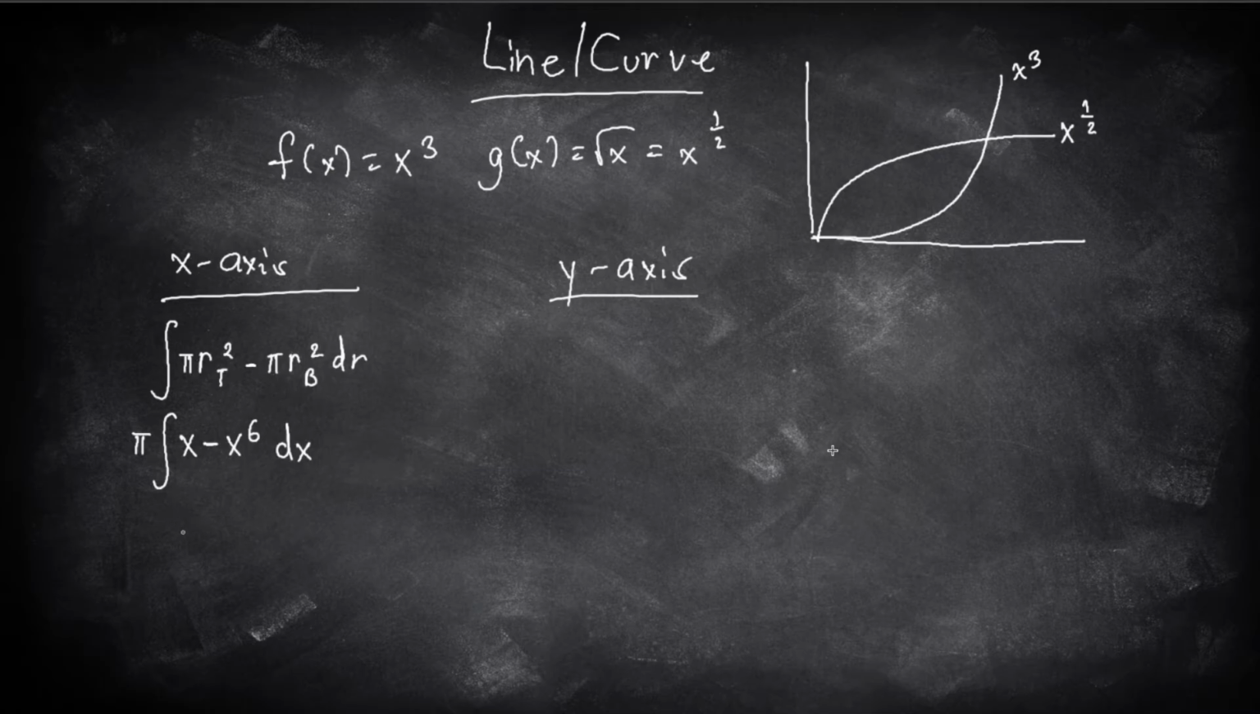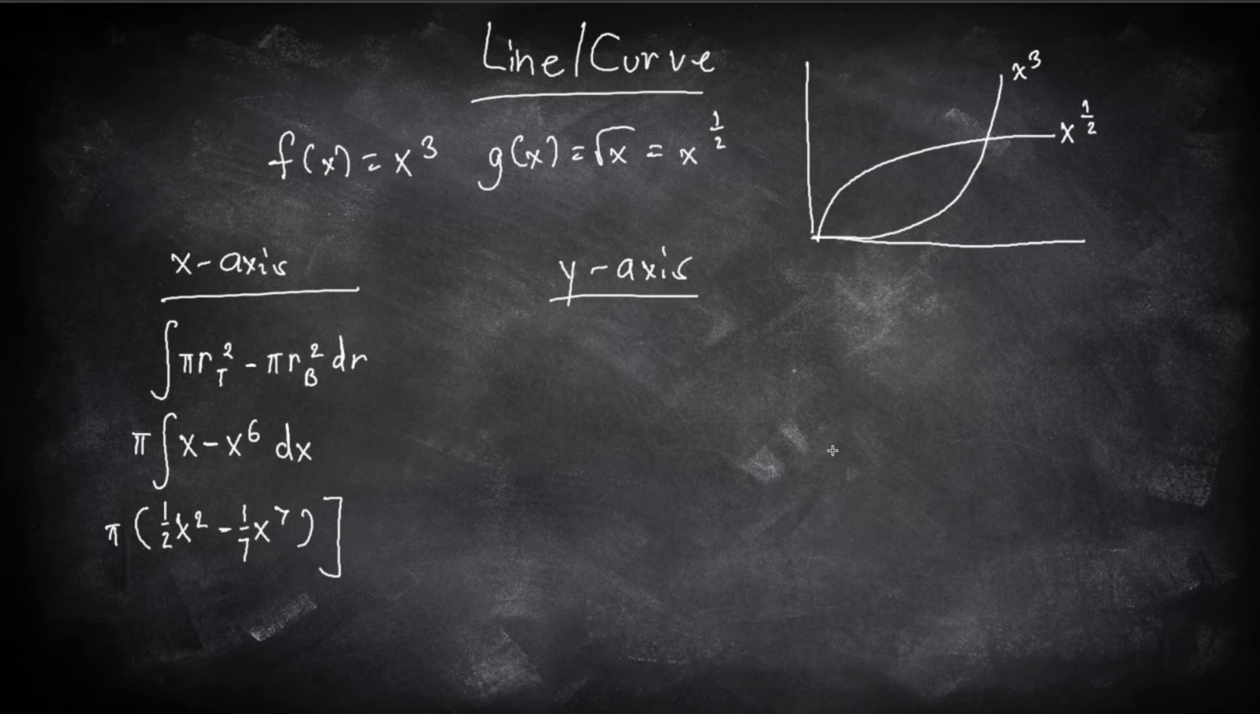Okay, now integrating this: the integral of x is x squared over 2, since the derivative of x squared is 2x, so we need to scale by 1/2. Then x to the power 4 integrates to x to the power 5, where the derivative is 5x to the power 4, so we need to scale by 1/5. And remember, we need to multiply by pi. Evaluate it from here to here.